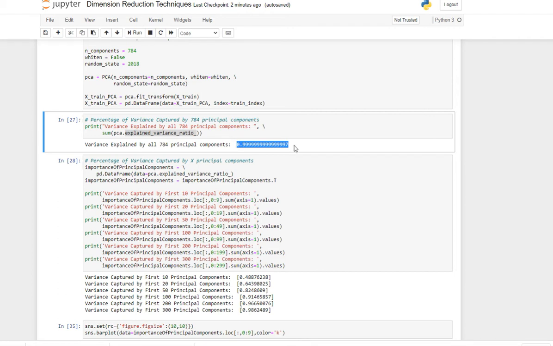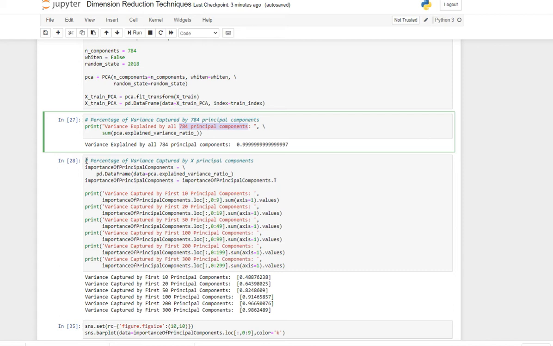So with all 784, it is expected. We expect all 784 to explain every variance that is in the original dataset, which makes sense. Even though the 784 are now principal components, not the original features we had, by having all 784 we've captured all the information that was in the original dataset. Perfect. Now at this stage, we want to evaluate PCA and choose the right number of components, right?